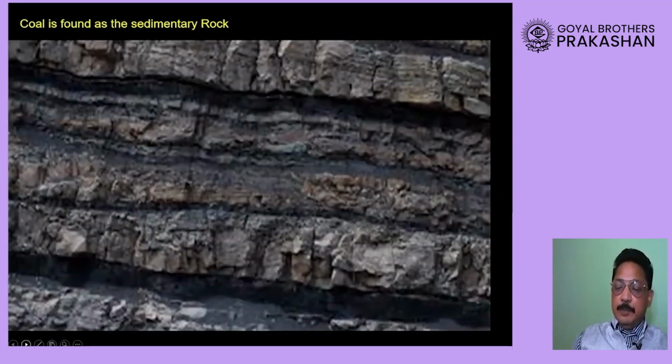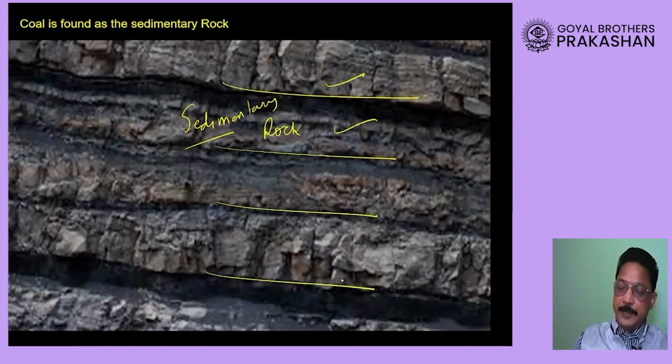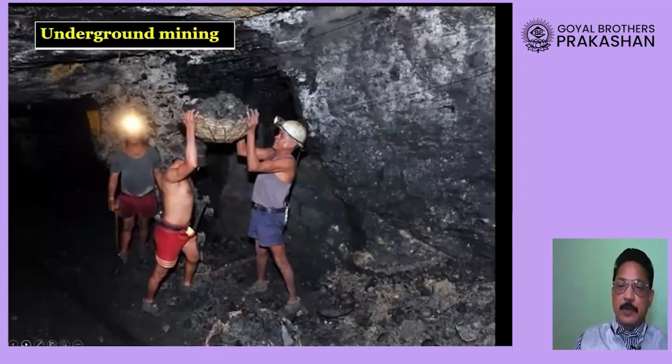Now, please remember, coal is actually a type of rock. It's a type of rock, and it is a sedimentary type of rock. Sedimentary means which is found in layers. See the layer 1, layer 2, layer 3, layer 4. So coal is found in the form of layers, and it is a sedimentary type of rock.